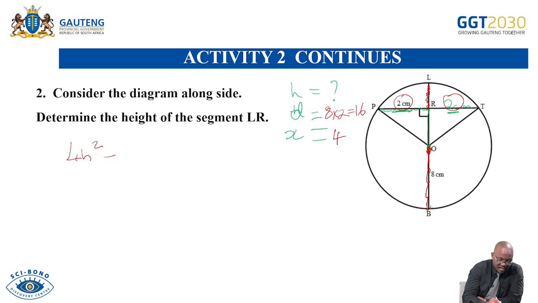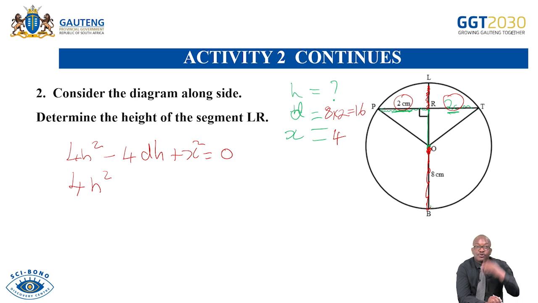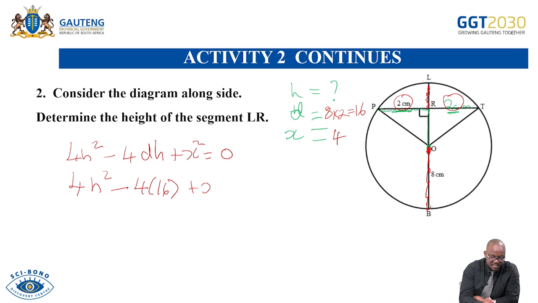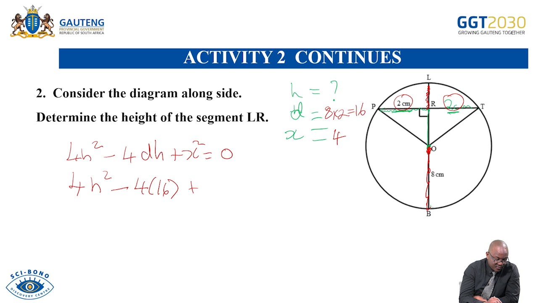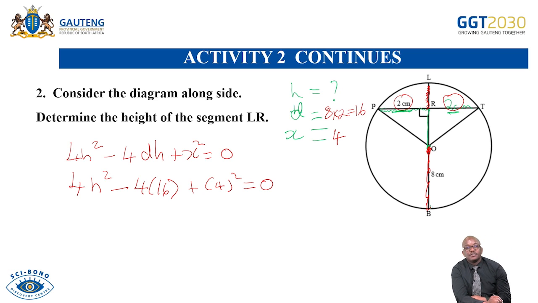Let's rewrite our formula, which is 4h squared minus 4dh plus x squared is equal to 0. Then we're dealing with substitution now. We're going to have 4h squared because we don't know what our h is. We are looking for h. So we have negative 4 into our diameter. We agreed that is going to be 16, plus our length of chord, which we are going to substitute, is going to be 4 squared is equal to 0.